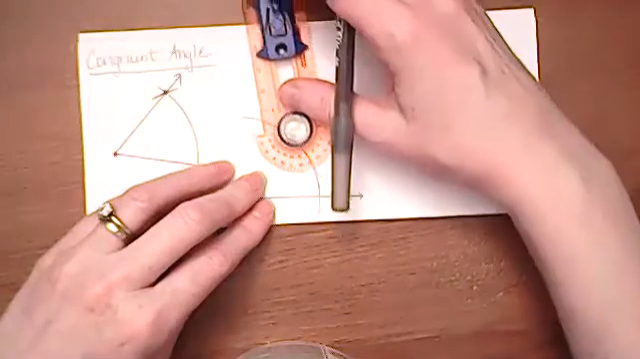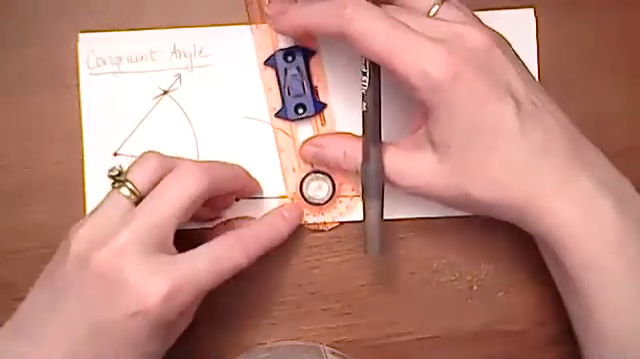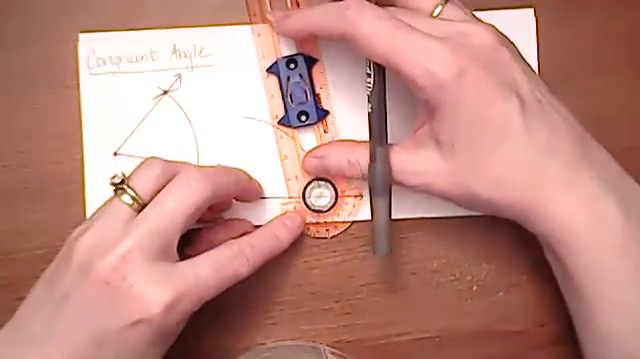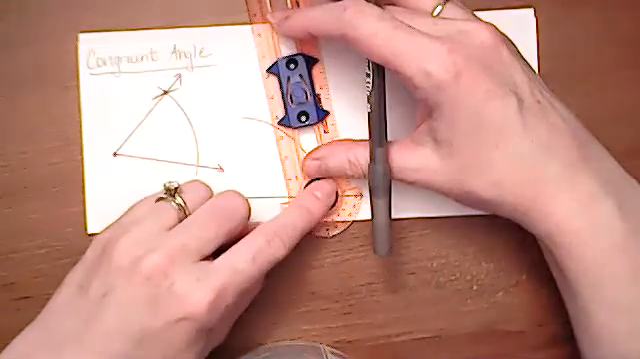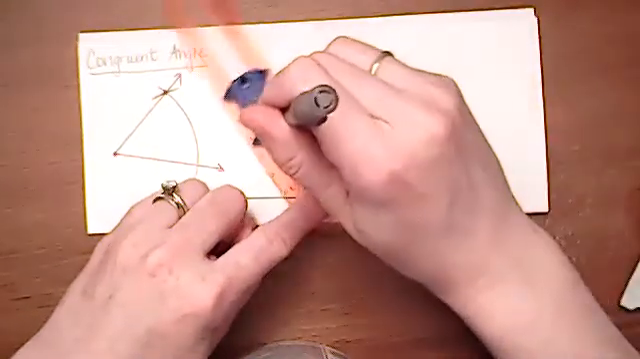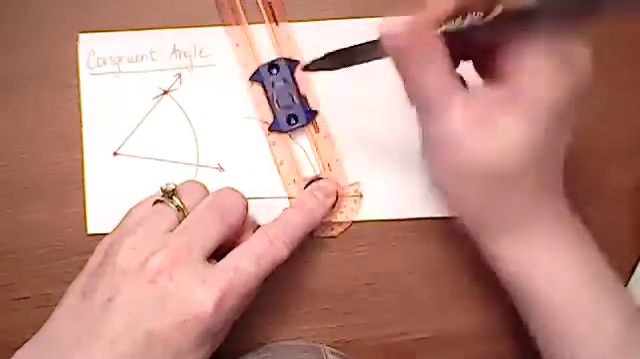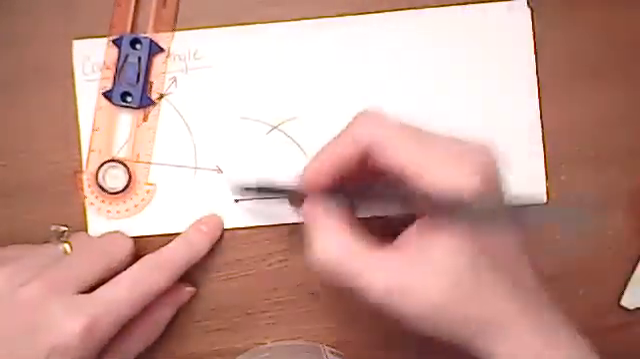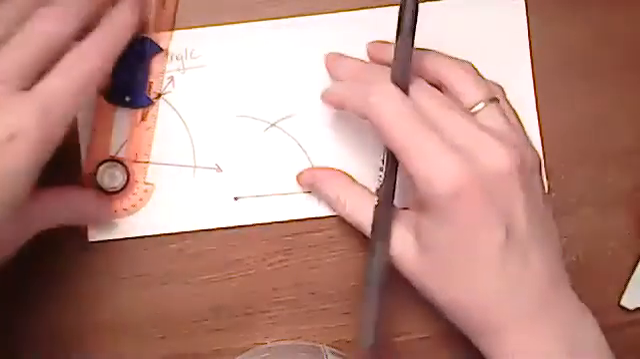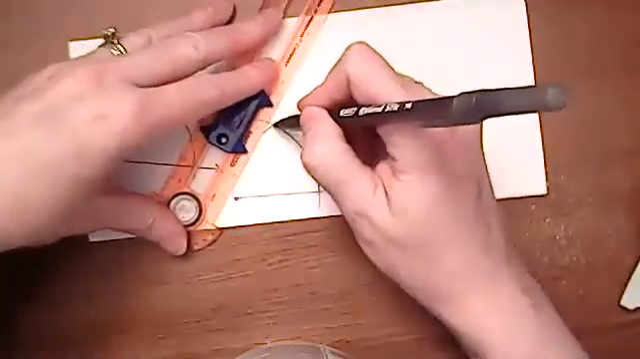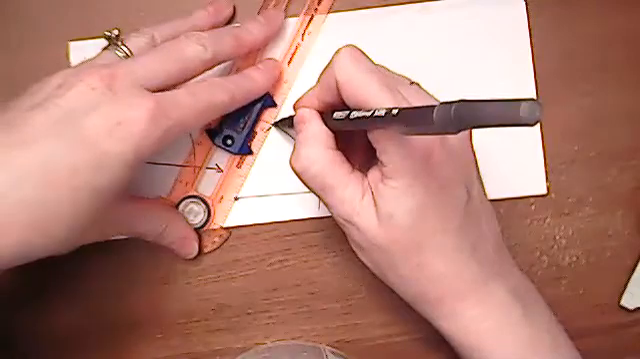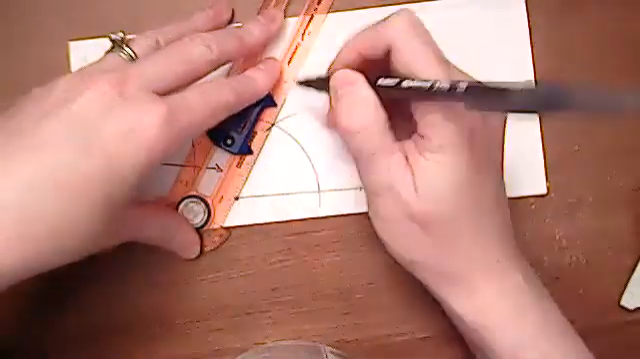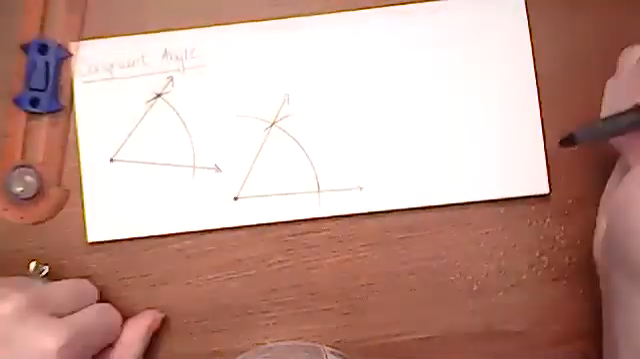So then I'm going to transfer this. Notice I haven't touched my compass width at all. I haven't moved the slider. Center it over the bottom point. Draw an arc so it intersects the top piece. And then to draw my new angle, all I need to do is draw my new ray going through here. So line up your straight edge and draw your new side.